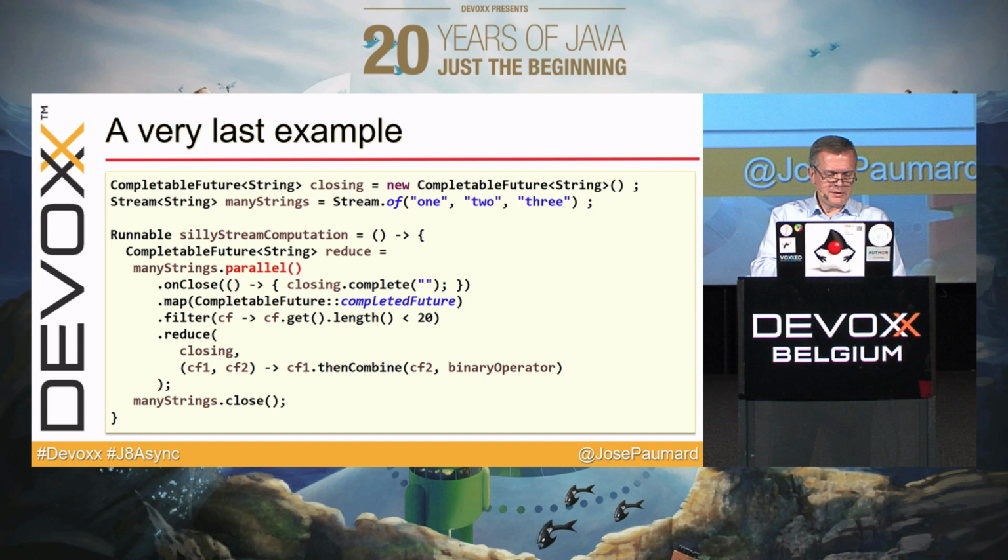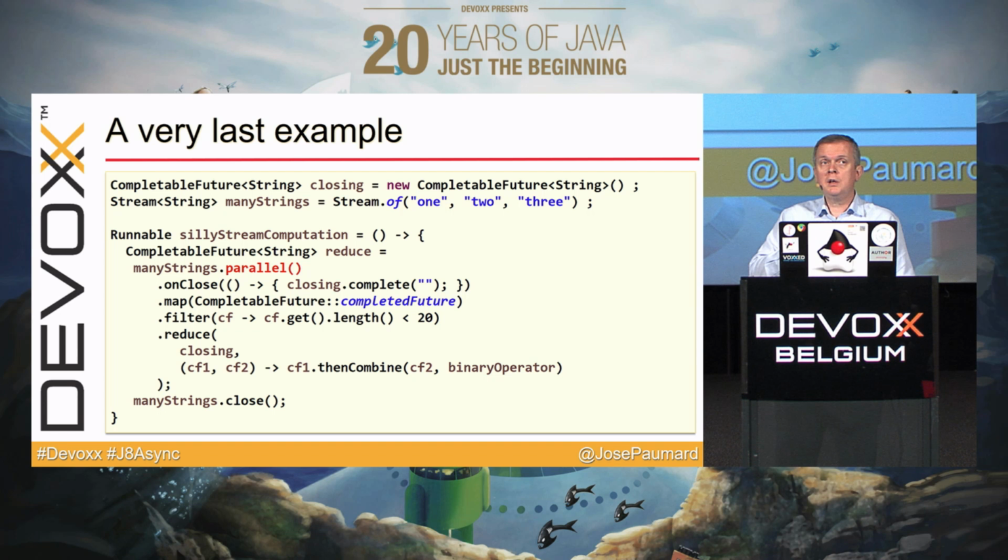Can exceptionally provide a different completable future depending on the type of the exception? Yes, absolutely. You can have a function that takes a throwable, check the type of exception you have in it, and then decide what to return. Of course, these types have to be compatible because the function has a certain type itself, so it cannot return something that does not extend the declared type. Do we have other questions?